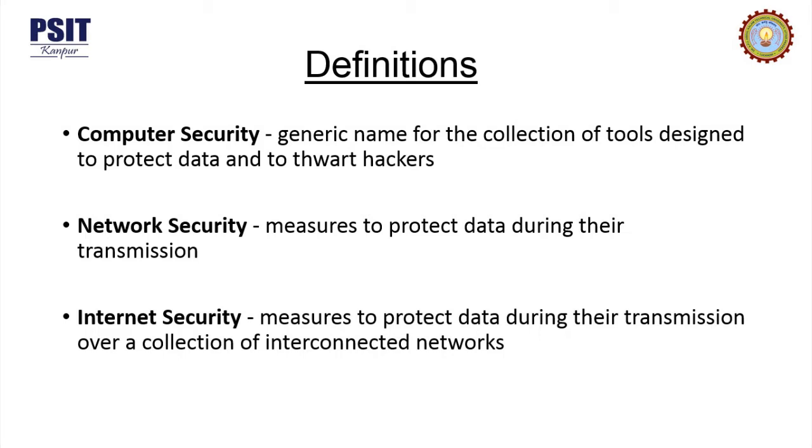To transmit our data securely over a network, we need to enable security on the computers connected to a network, on the networks themselves, and also during the transmission of the data. Computer security is a generic name for the collection of tools designed to protect data and to thwart hackers. Network security is a measure to protect data during its transmission. Internet security is a measure to protect data during its transmission over a collection of interconnected networks.